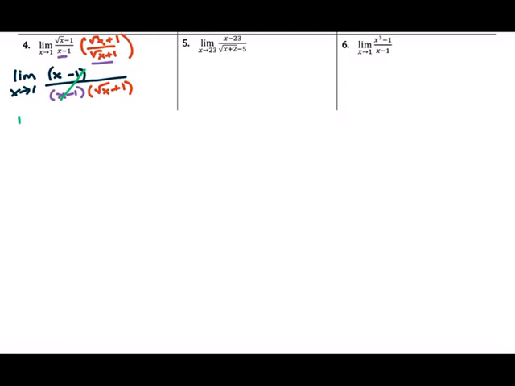Because those divide to be 1, this is going to give me the limit as x approaches 1 of 1 over the square root of x plus 1, which I can now use direct substitution on to get 1 over 1 plus 1, or 1/2. I encourage you to pause the video and work through 5 on your own, and then see if you can find a good approach for number 6 as well.